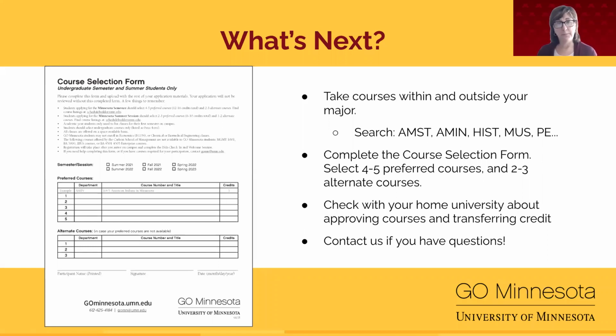You must enroll in a minimum of 12 credits per semester to maintain your student visa status, and we recommend you take no more than 16. Please be sure to check with the international office at your university to find out how to get courses approved and to check the process for transferring credit back.